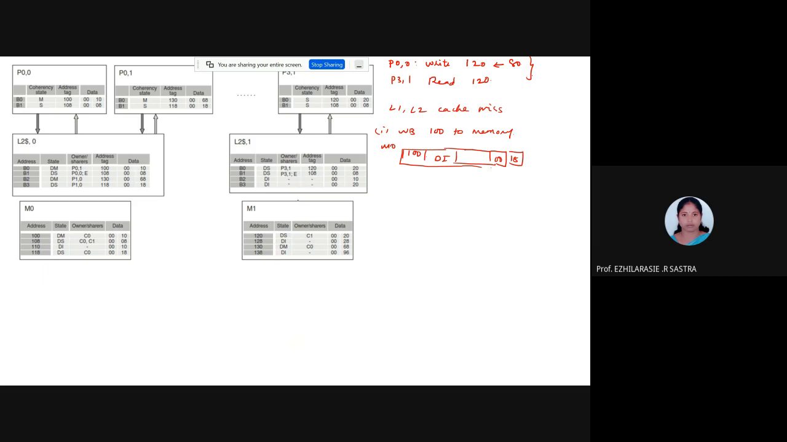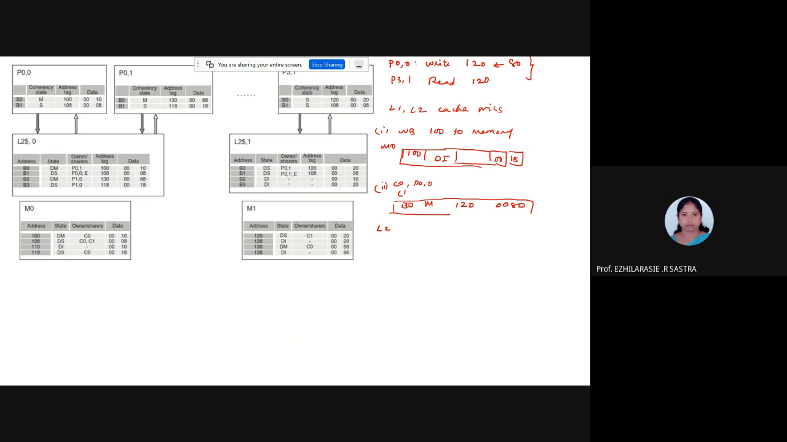Now nothing else is to be done. We are going to write the data. So for C0 L1, P0,0 L1, it will be modified, the address is 120, and the data it is going to write is 0080. This is for block 0.